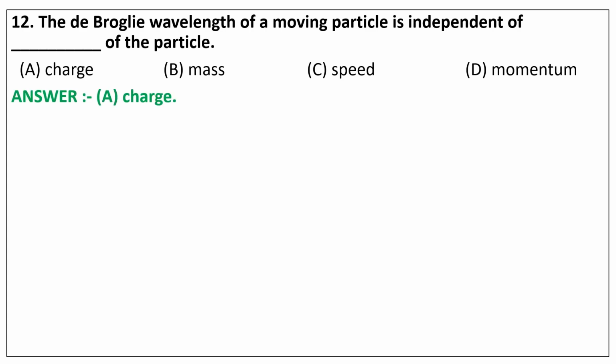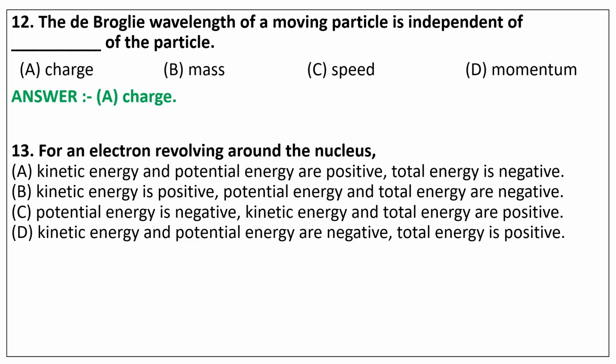12. The de Broglie wavelength of a moving particle is independent of dash of the particle. A. Charge, B. Mass, C. Speed, D. Momentum. Answer. A. Charge.